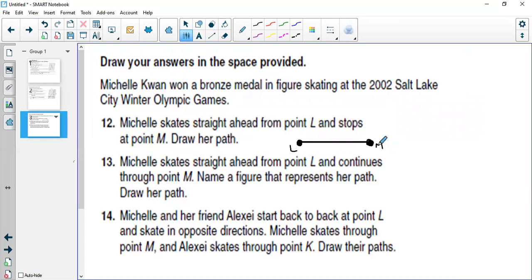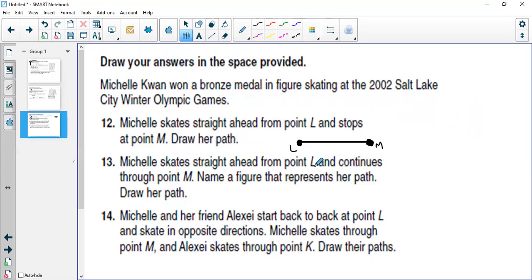That's a line segment, LM. This is how you draw. Now it's not necessary that you draw it like that. You can even draw it in this direction, it doesn't matter, but mostly we use this way. So Michelle is skating from point L and she's stopping at point M. Stop means it's a point at M. So draw her path. This is her path. Easy. Moving to question 13.